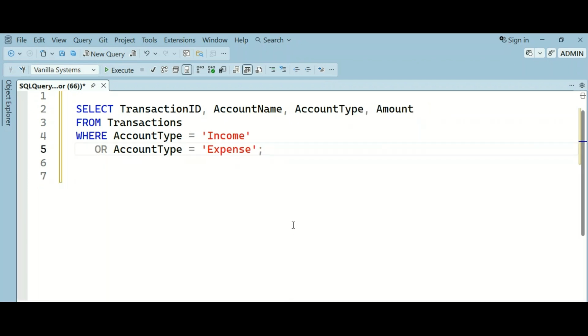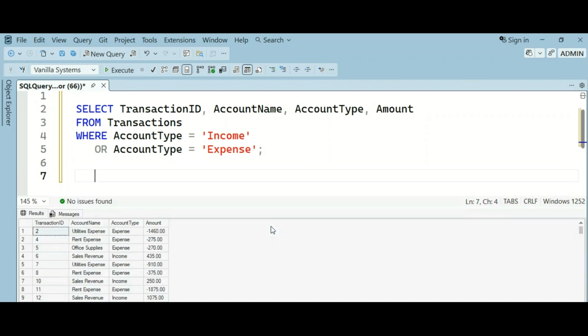The OR operator expands the filter. Here we include both income and expense transactions. This is useful for preparing the income statement. In Excel, you would select multiple filters or use SUMIFS with OR logic. SQL makes it simpler. You can handle multiple conditions without nested formulas.